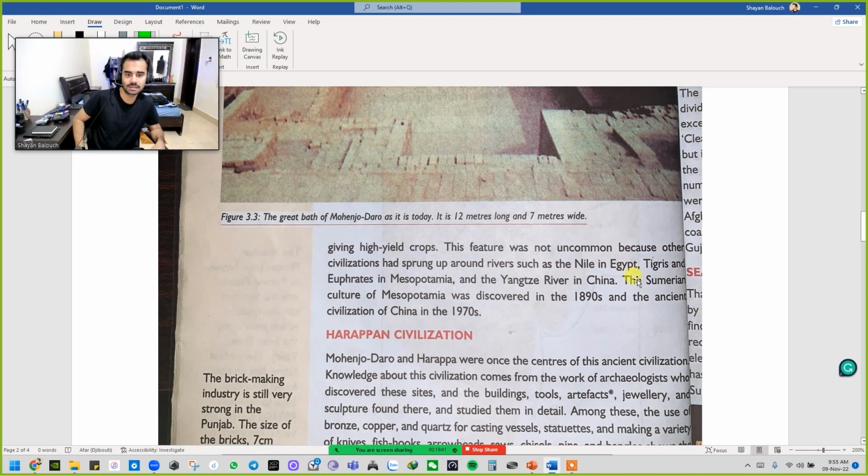But actually, the thing is that whatever the other civilizations were there, they had a little bit of a problem with their lands. Even though they had access to water, their lands were not that fertile or good. The soil was not of such good quality that it could give them really good yields of crops. Yield means the cultivation and the very good output after sowing some seeds. So it says over here that the Tigris and Euphrates are for Mesopotamia, and the Yangtze River in China. The Sumerian culture of Mesopotamia was discovered in the 1890s, and the ancient civilization of China in the 1970s.